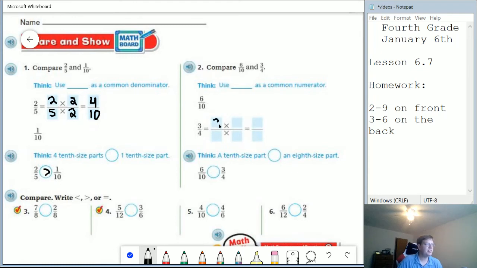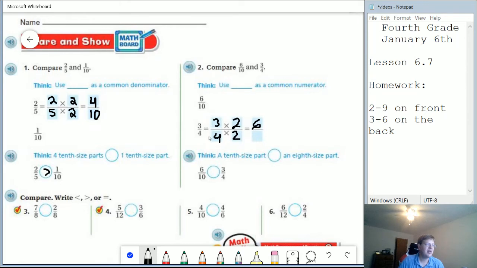So we're going to do 3 times what number to get to 6? Think about that for a moment. And then that is going to give us the number that we would multiply 4 by for the bottom. So if you need to pause to think about that for a moment, go ahead and do that. Otherwise, let's keep going. So we're going to do 3 times 2 to get to 6.